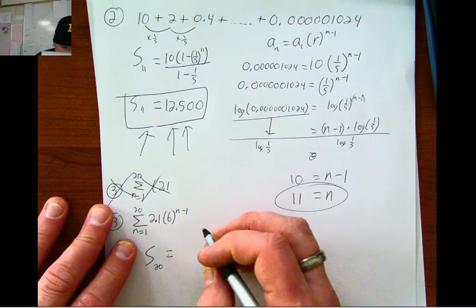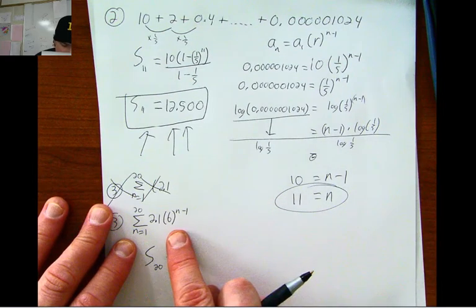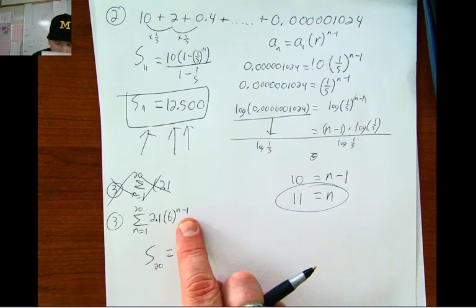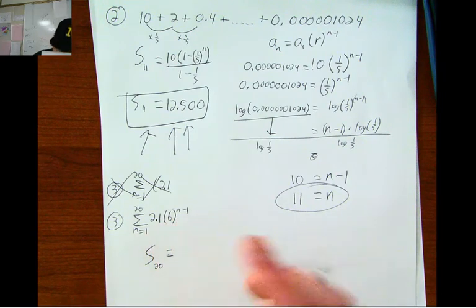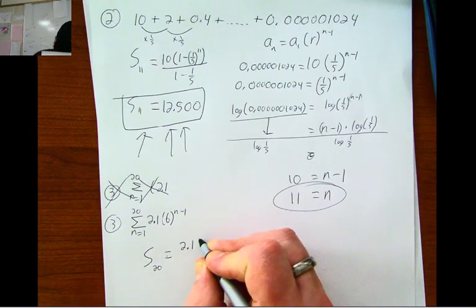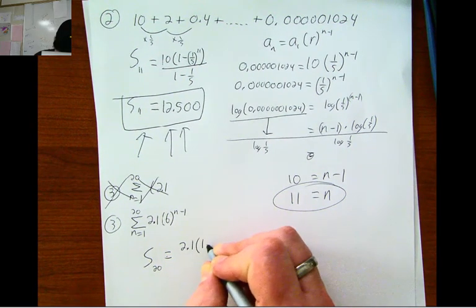S20 equals A1. What happens when you plug 1 into this? Well, let's see. 1 minus 1 is 0. 6 to the 0 is 1. 2.1 times 1, that's 2.1. So 2.1 times 1 minus r.